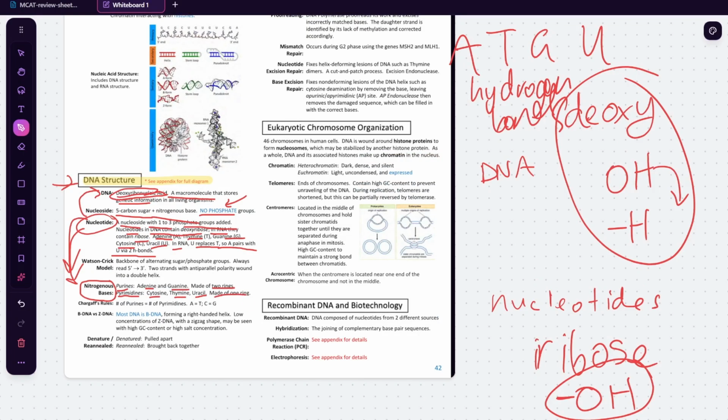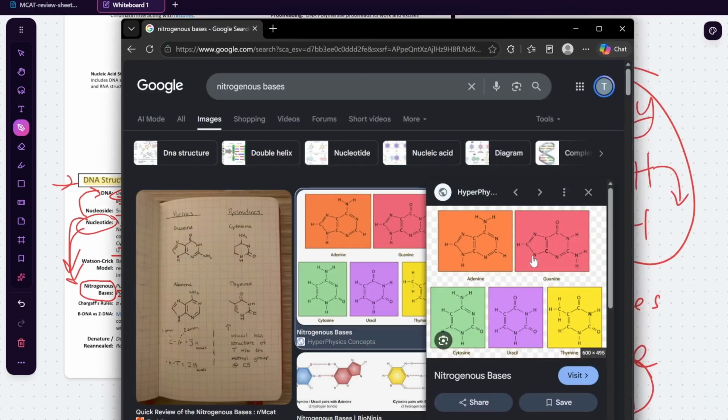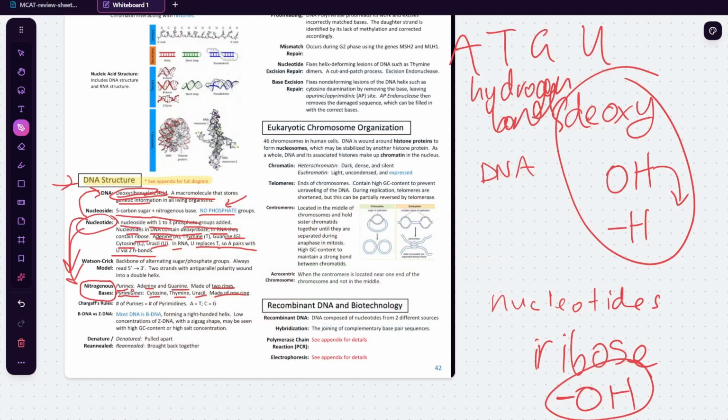So maybe I can help show a picture of nitrogenous bases to help show that ring structure. As you can see, adenine is 2, guanine is 2, cytosine is 1, and 1 and 1 for U and T, so uracil and thymine. So that was good. Now, basically, purines are like big license plates.